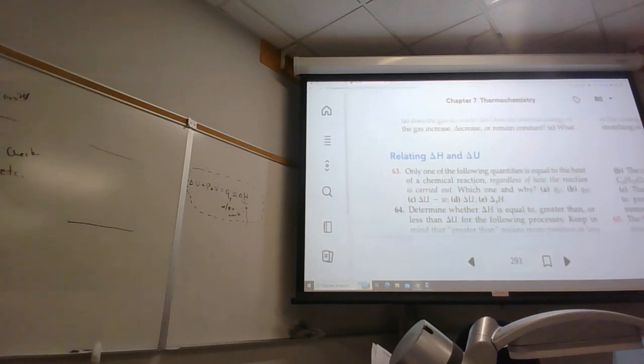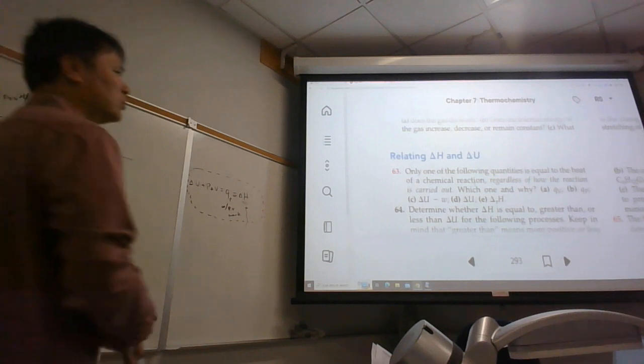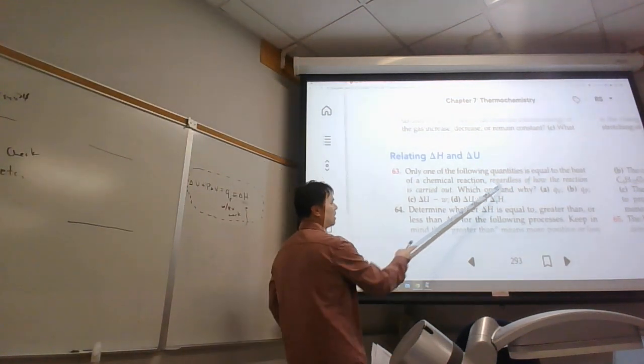But QV is always equal to delta U if the work is 0. All right? Under constant pressure, the work is 0. At least PV work is 0. I should write that, PV work. And PV work is the natural work of a chemical reaction. And they aren't saying that we're doing any other kind of work. They're just saying a reaction is carried out.